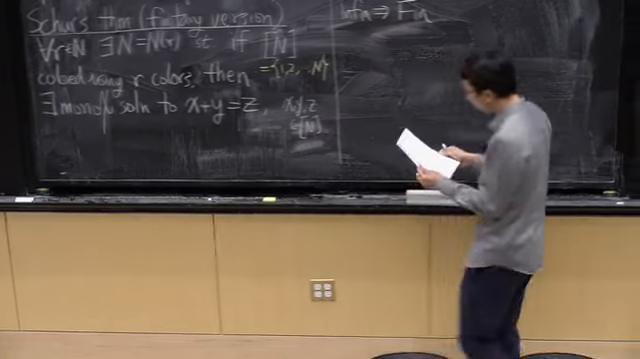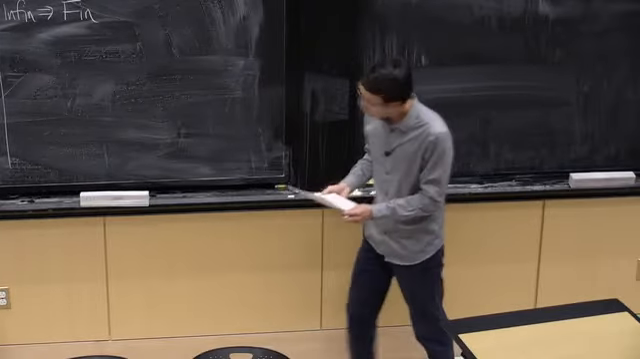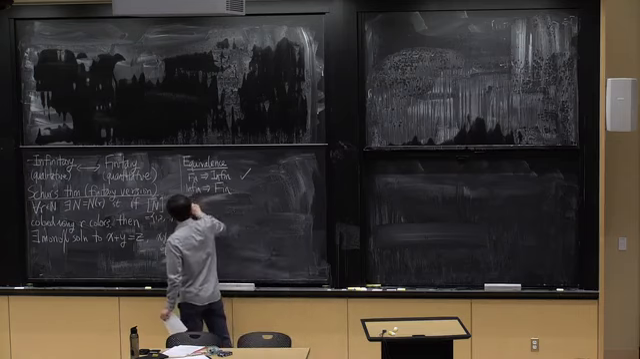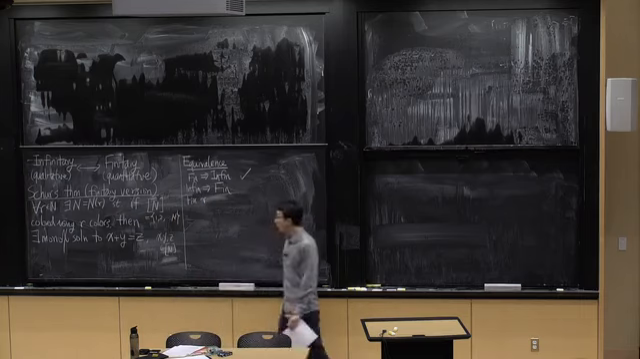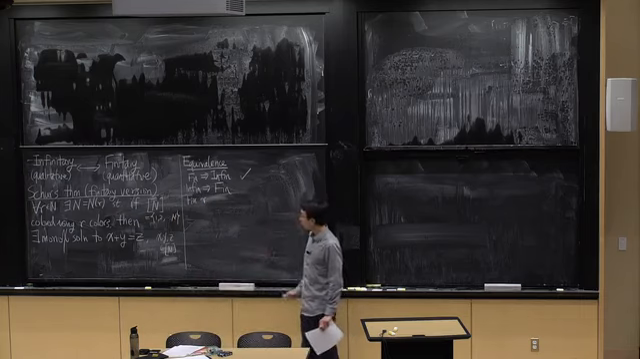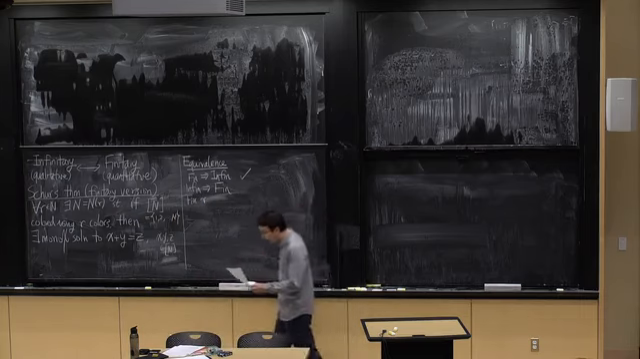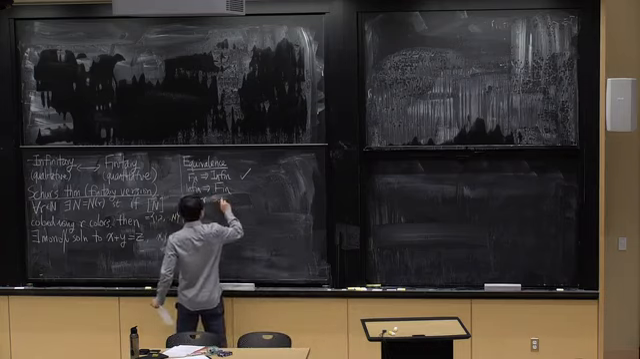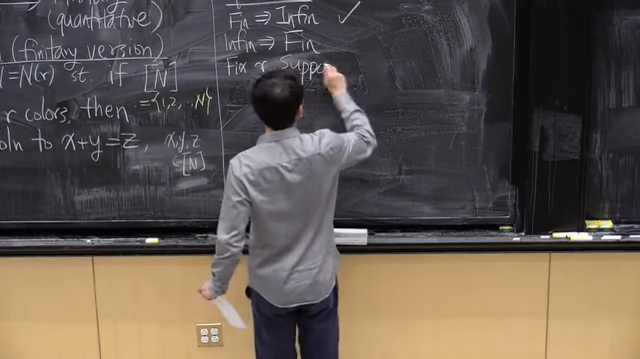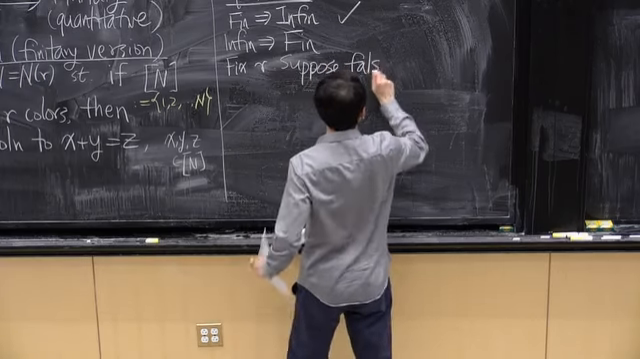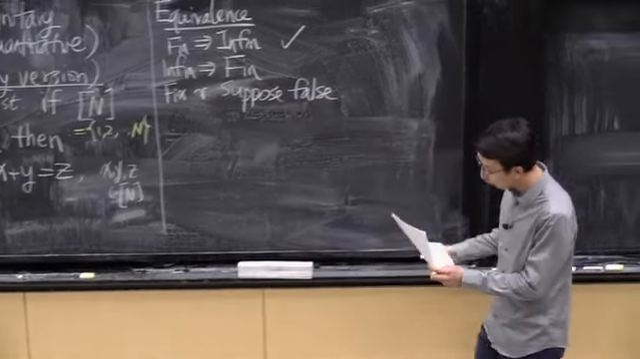But now, in the other direction, suppose I fix this R. So I assume the infinitary version. I want to deduce the finitary version. So I start with this R, and let's suppose the conclusion were false.